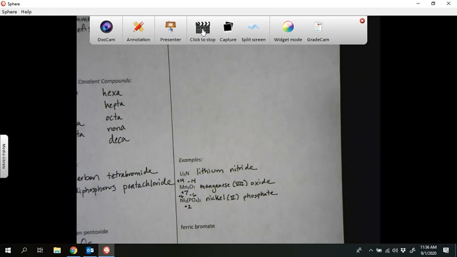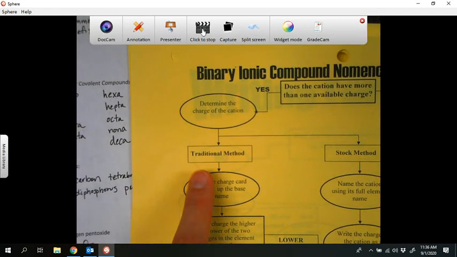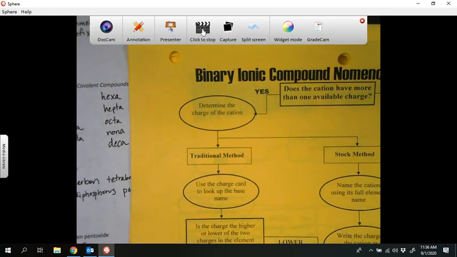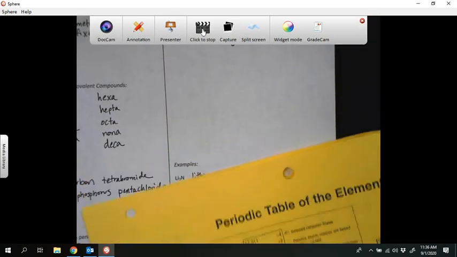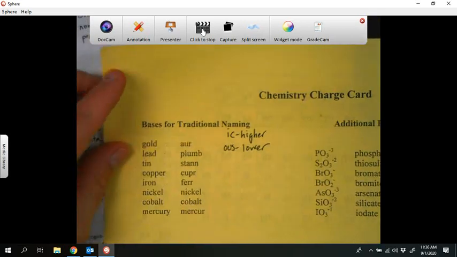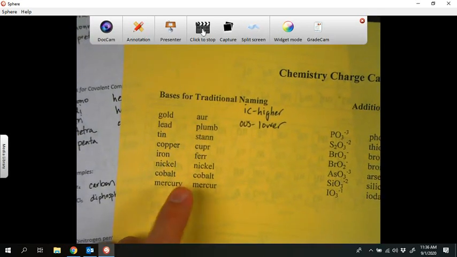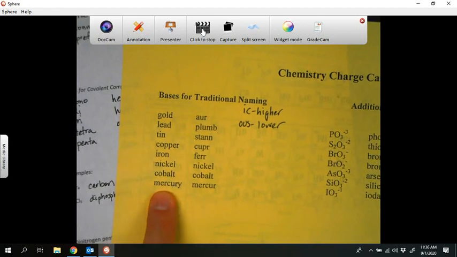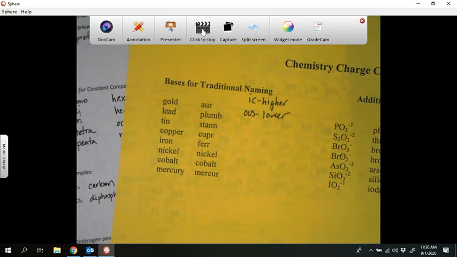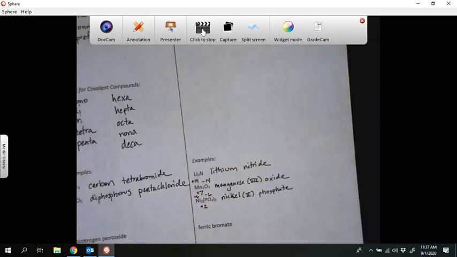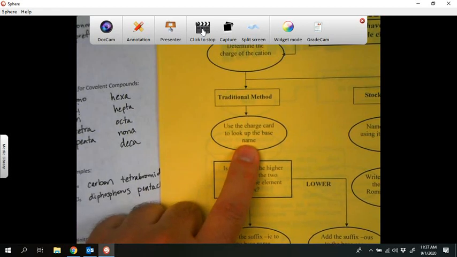But we also have a traditional name for nickel. And the reason I know that, on the back of the periodic table, there's something called a charge card. It has some odd polyatomics, but it also has these bases for traditional naming. These elements all have 2 possible charges. And they all had traditional names. These are ancient elements that have been known for a long time. So there's a different way that we can name them. And on the flow chart, it says, look up the charge, use the charge card to look up the base name. So we did that.